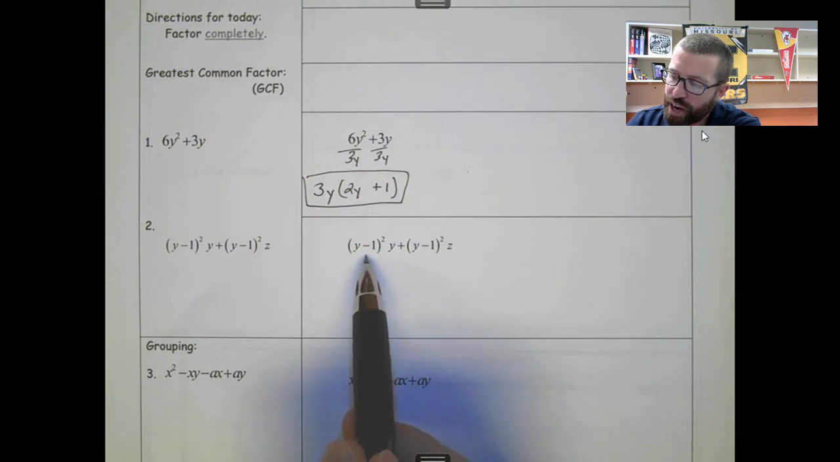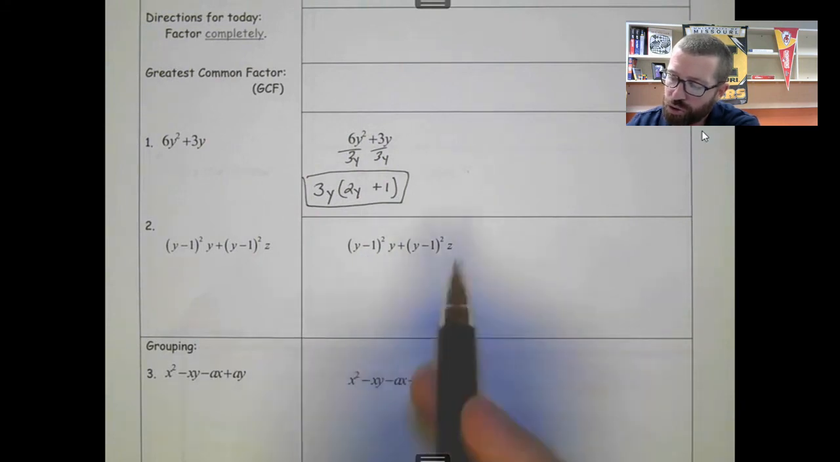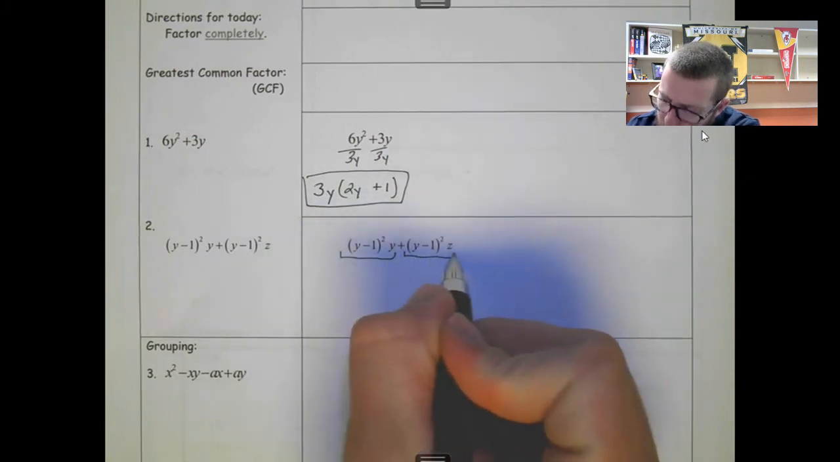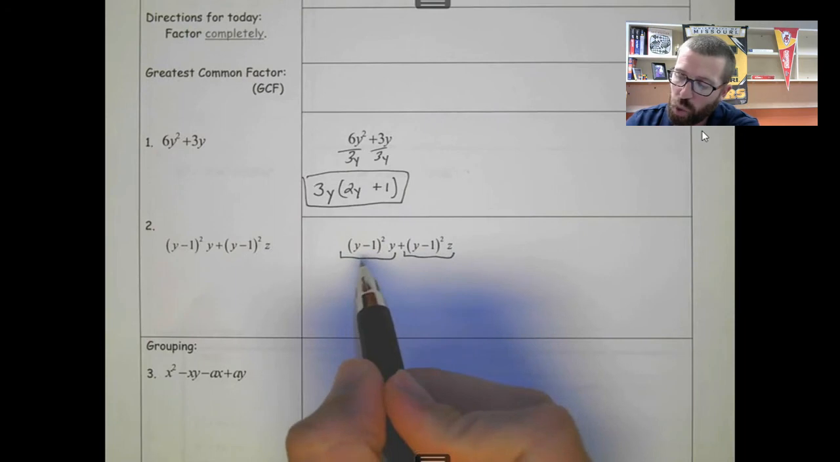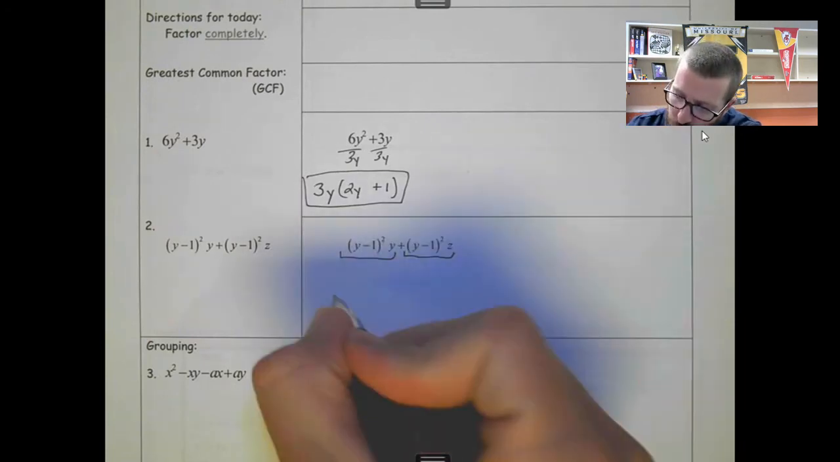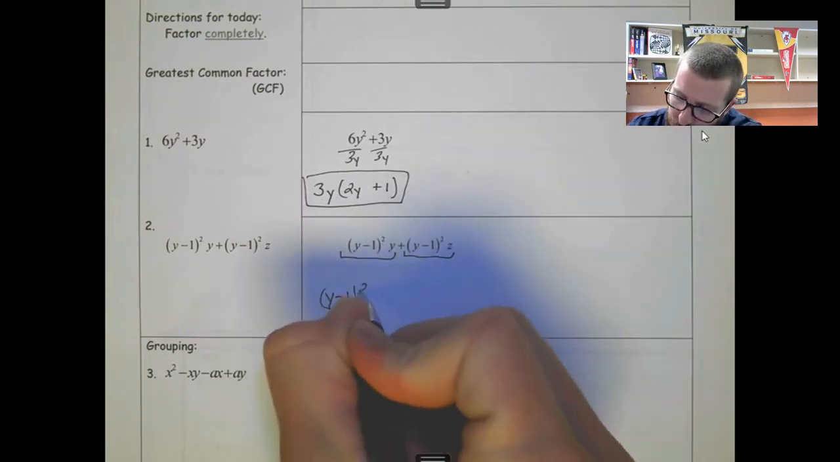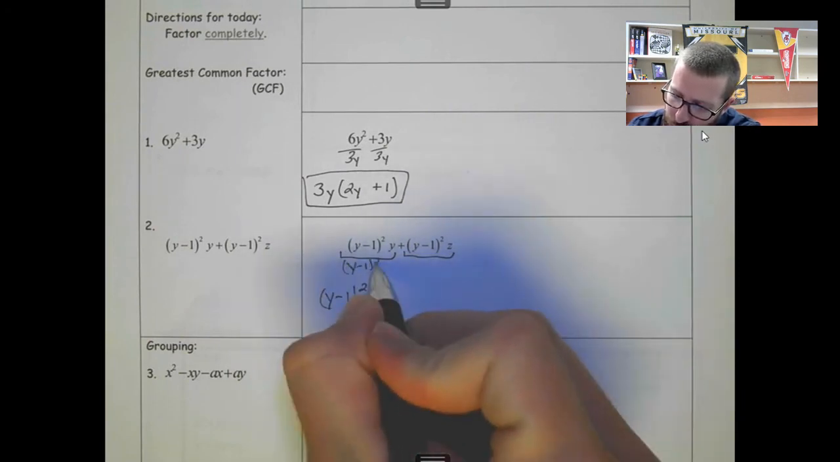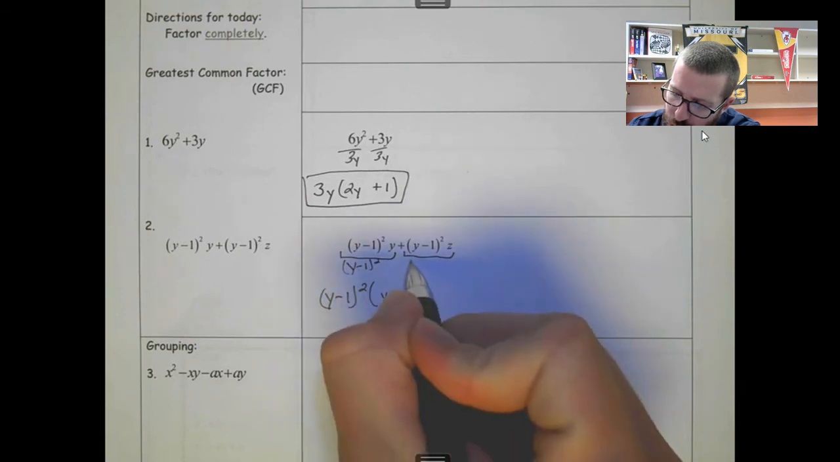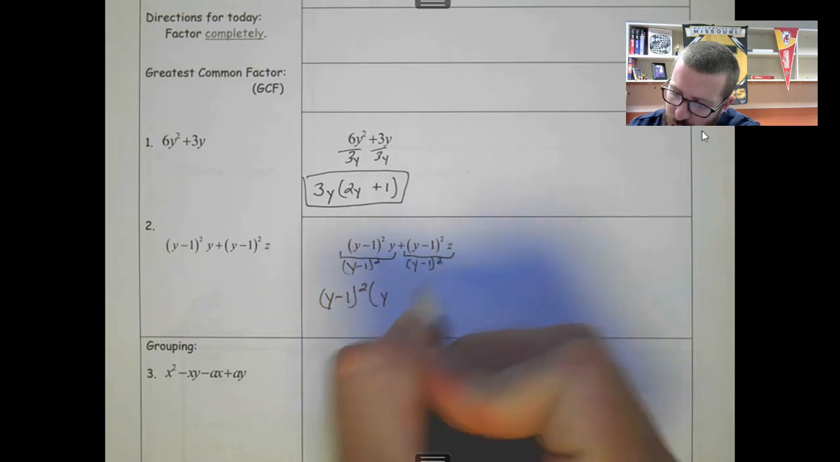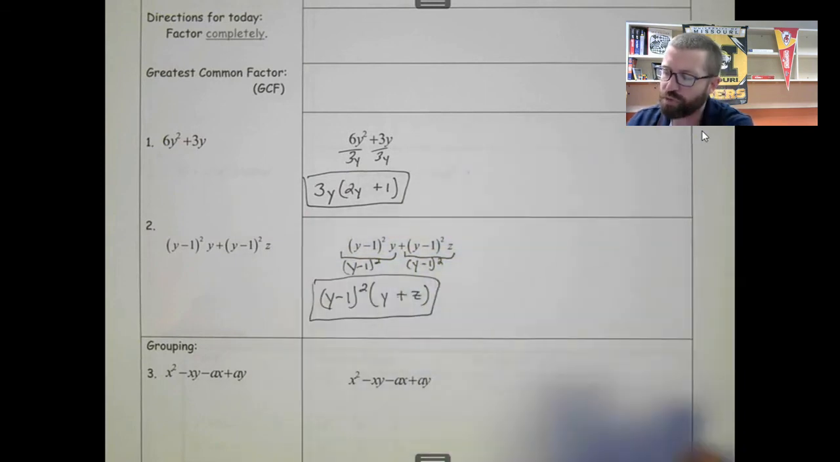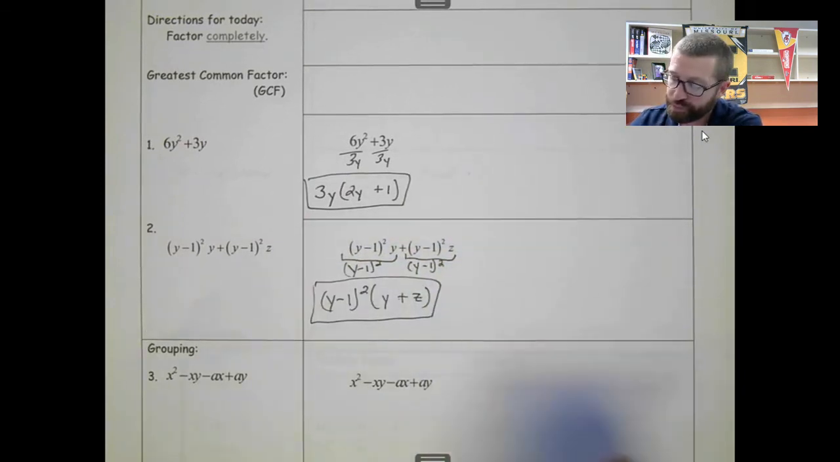This we can factor with a binomial too. So if you look at these terms, this is all one term and this is all one term. They each have a y minus 1 squared. So you can take out a y minus 1 squared, and when you divide by y minus 1 squared, you're left with y. And when you divide by y minus 1 squared, you're left with z. And there's nothing else to be factored, so you're done there.